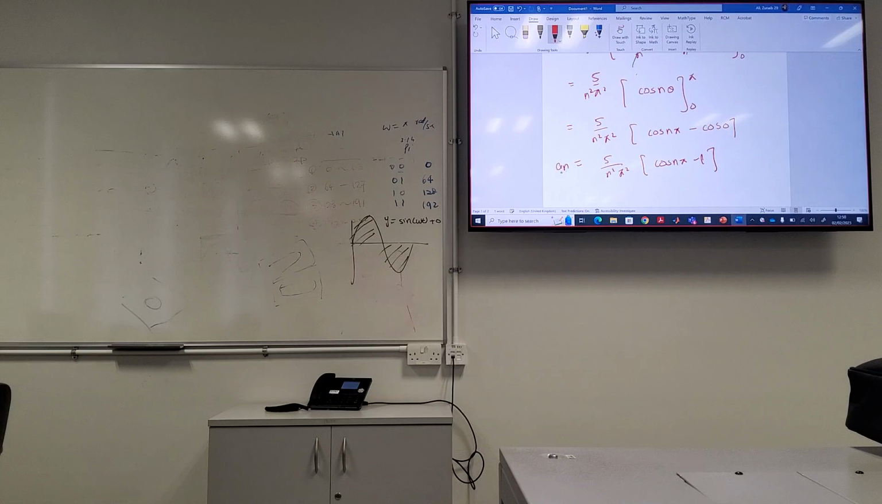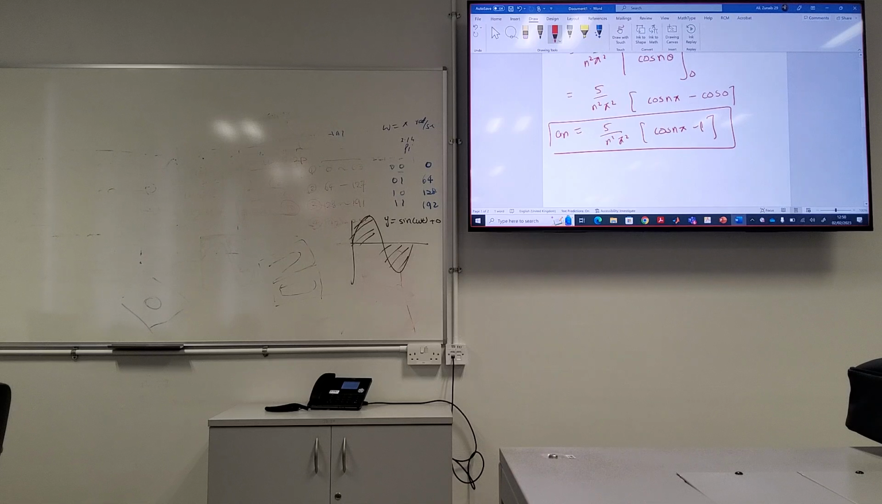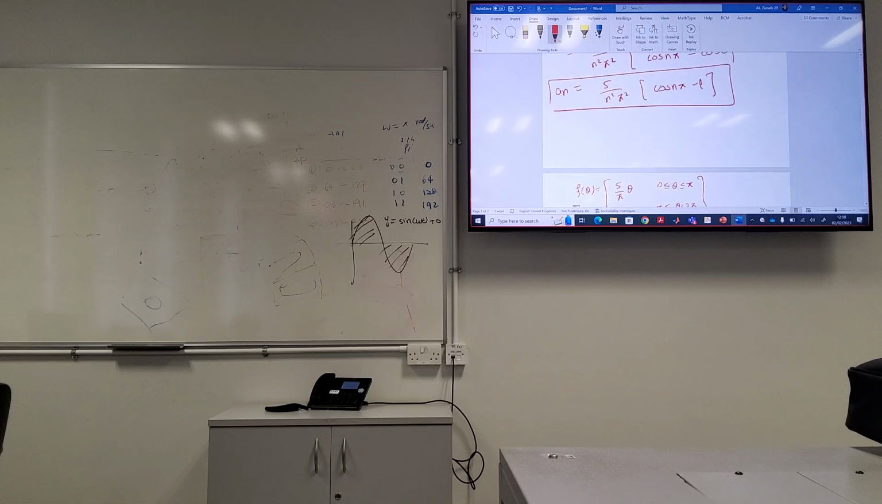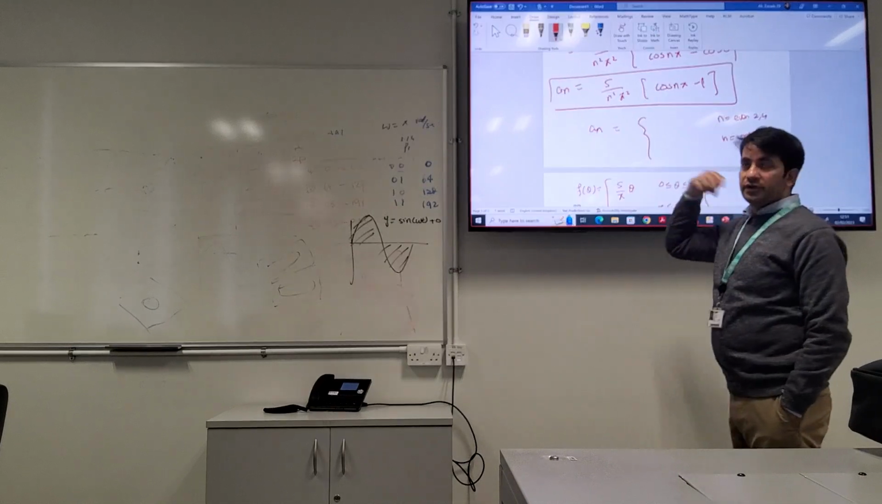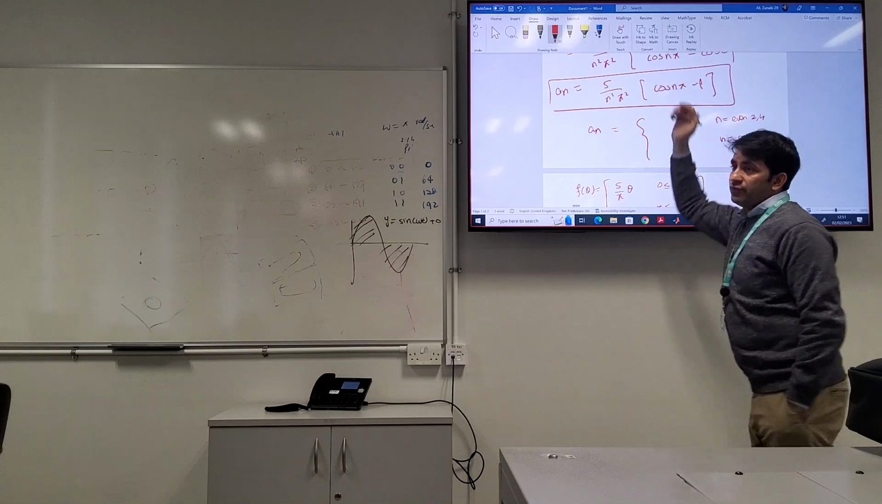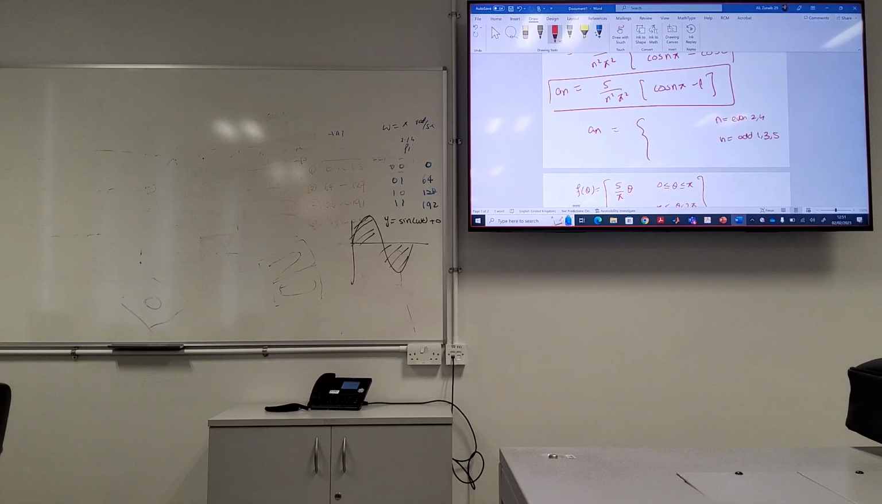So now we solve it for even and odd n. Even means 2, 4, 6, and odd. Who will tell me what is the value for even? What would be an for even? So 0, right? Because cos of 2 pi, 4 pi would be 1, 1 minus 1 is 0. Which means that an is 0 for even. And what is the value for odd? 1.